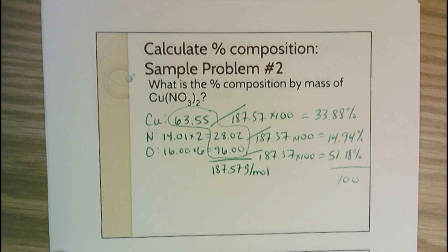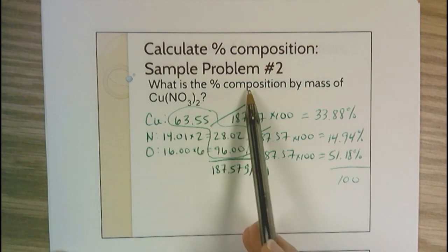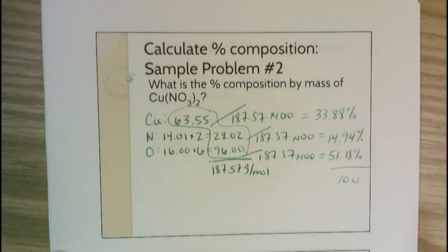So that's how you do percent composition problems, where they just give you the formula and ask for the percent composition. Now, it could be worded a little differently. For example, the question could have read, what is the percent composition by mass of copper in copper 2 nitrate? And when it's worded like that, then they're just asking for this answer, not for all of them, which makes your work a little bit easier.